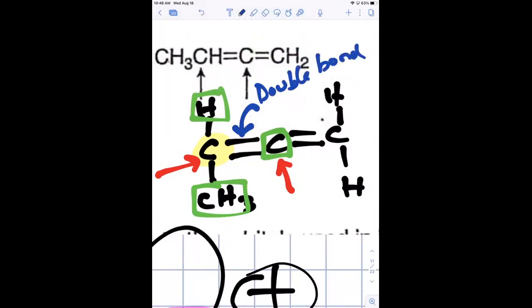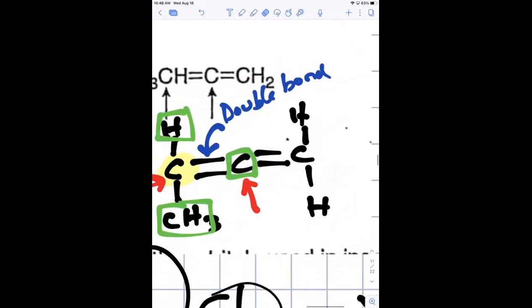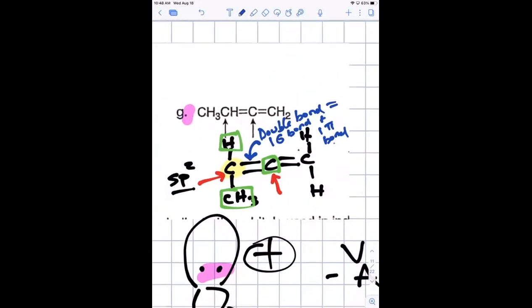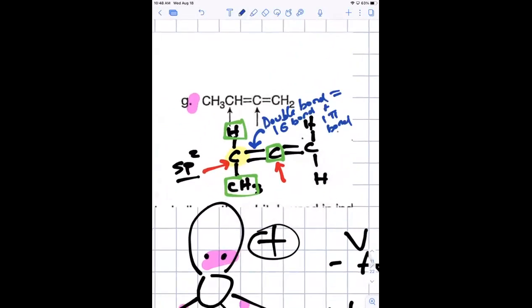So that double bond equals 1 sigma bond and 1 pi bond. But if you notice, carbon is maintaining its octet. It's got 4 bonds to it, so it's got 8 electrons around it at all times, right? So that carbon is sp2.